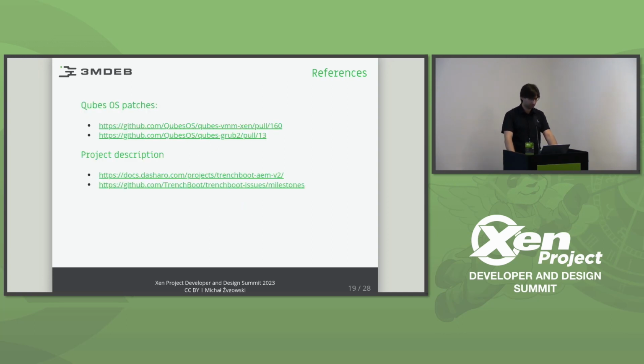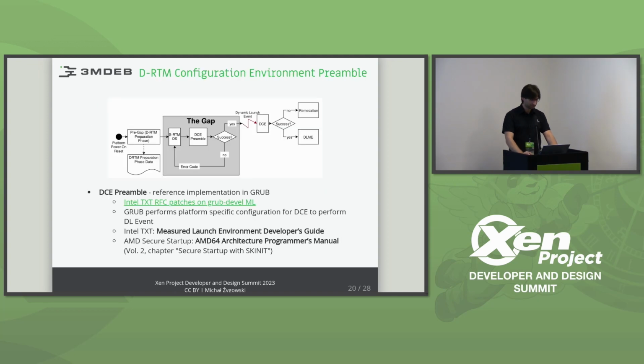For interested people, please refer to Qubes OS patches under those links. You can find also more details on the project on those sites. So I will just shortly describe how our stack looks like. For DCE preamble, we use GRUB, as I mentioned. The RFC patches were actually already sent quite some time ago to the GRUB devel mailing list, but now they need some updates because it was a few years ago.